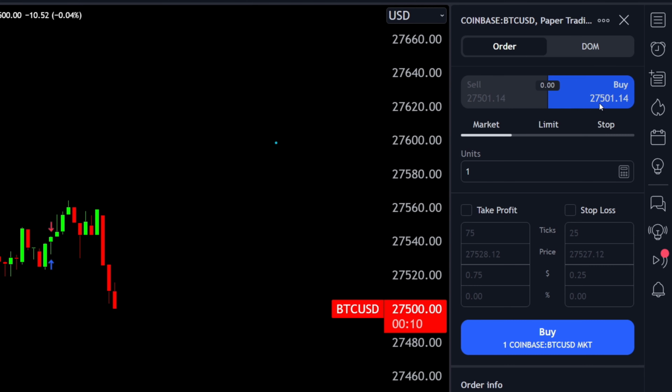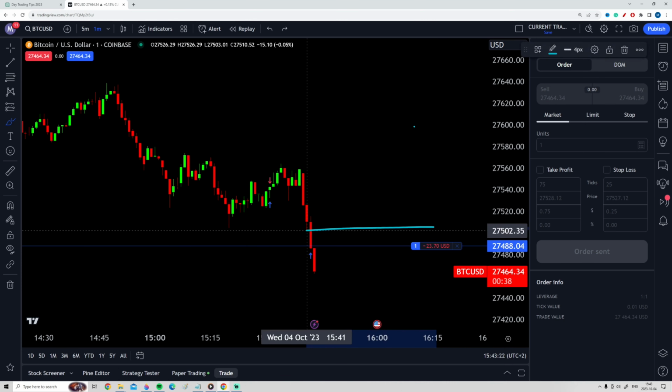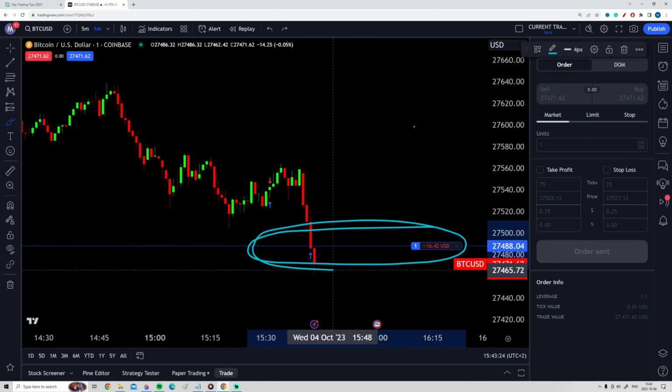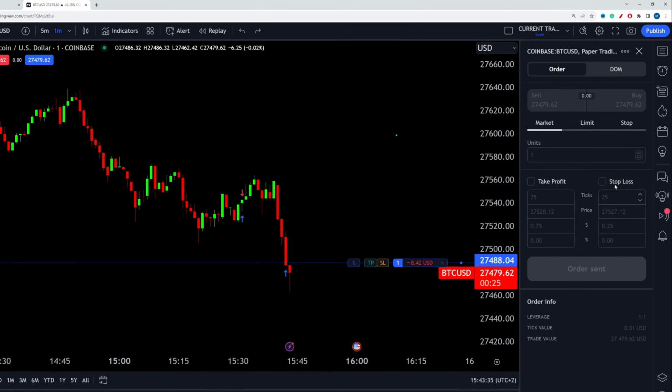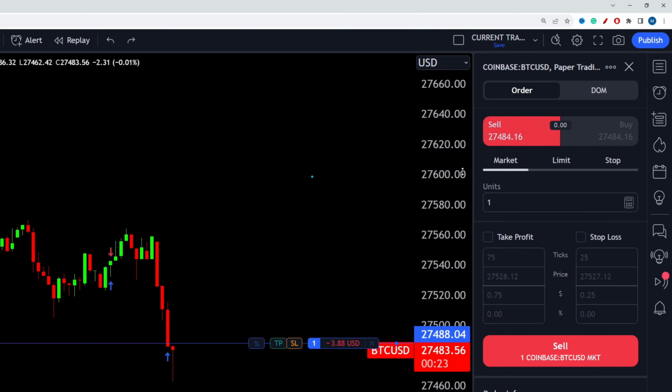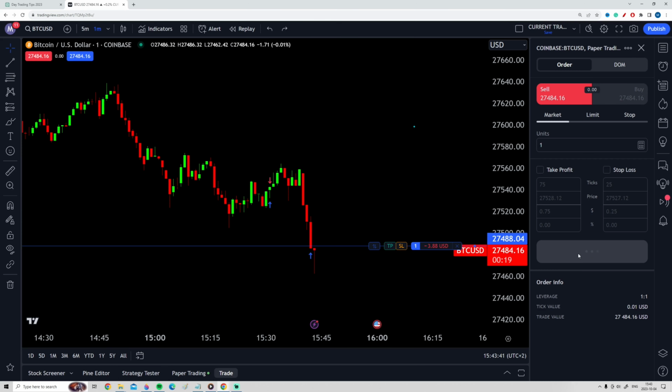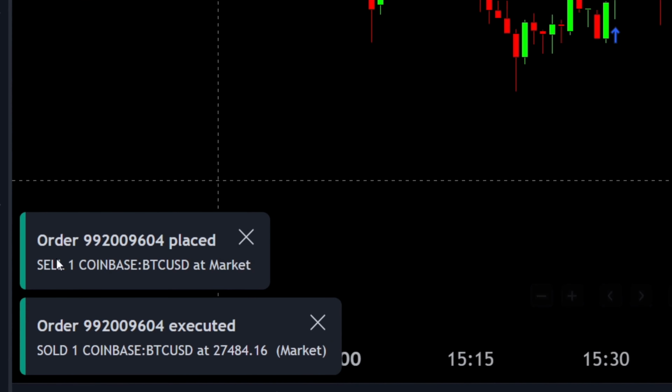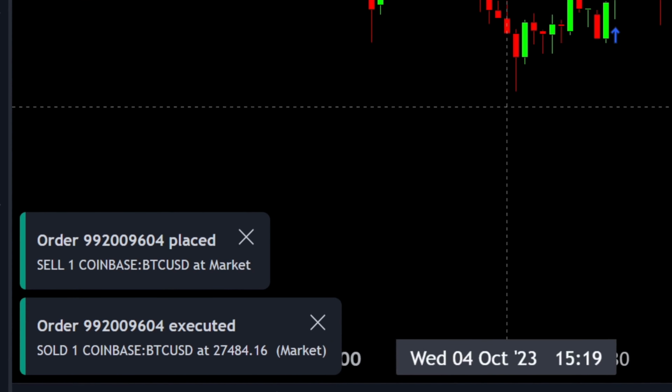You can see right now we are at 27,500. We can simply press buy. And as you can see, we bought at that price and we are right now in a trade. Let's say that we now want to sell the position at market. Then we basically go here to where it says sell and we press sell. Now we sold the position, and in this case we actually got a small loss.